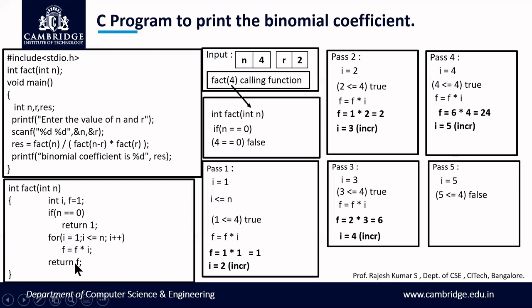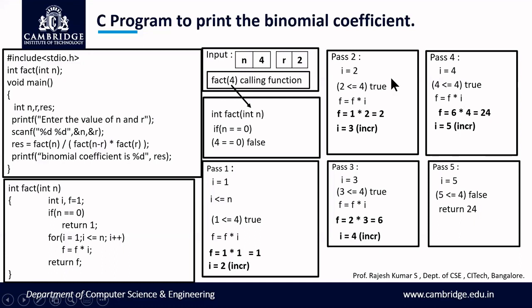I will return f value. What is the f value? The updated f value is 24. 24 is returned to the calling function. Which function called? Fact of n. Fact of 4 called the function. So in this calling function, the value 24 will be substituted in this particular place.